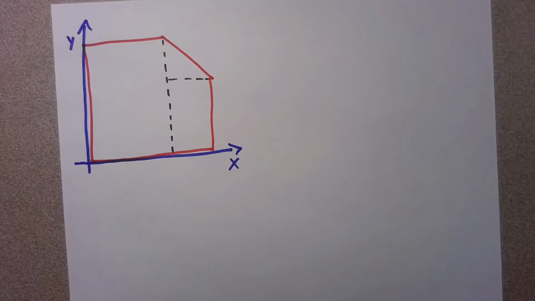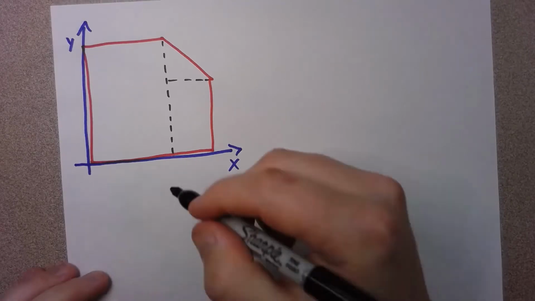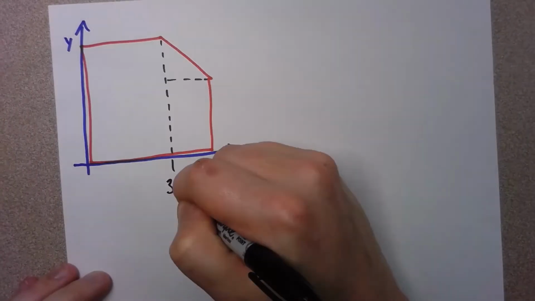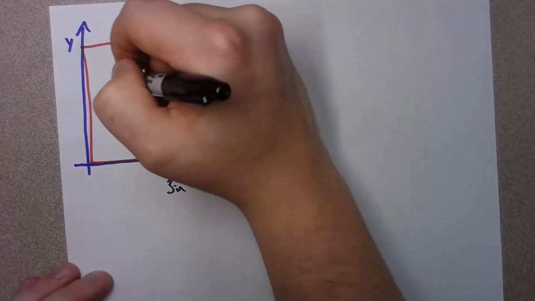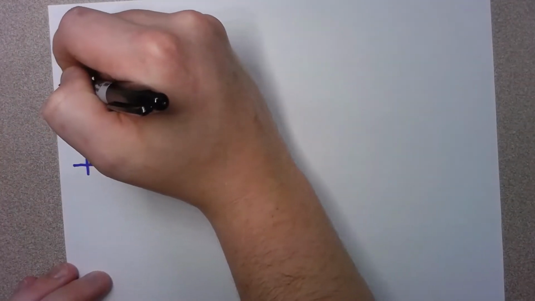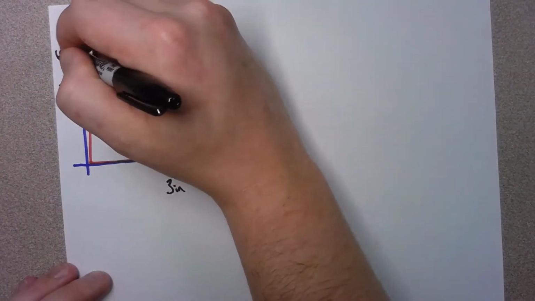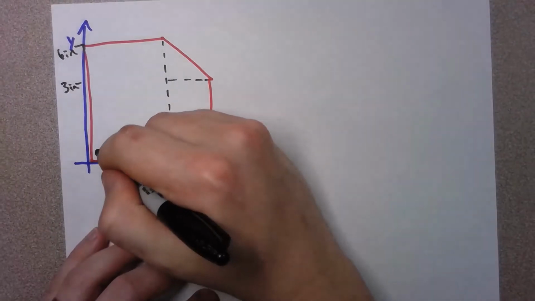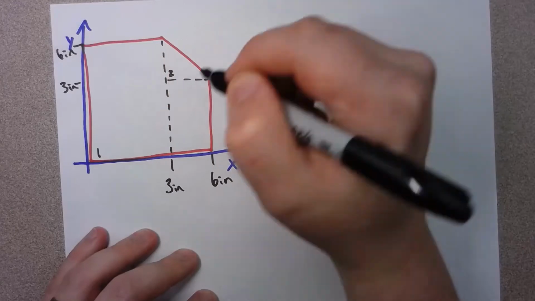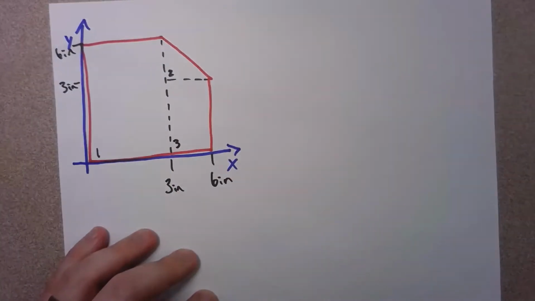Step number 3, we need to know a few things about our shape before we can get started. We're going to call this point 3 inches, call this point 6 inches, and then right across from that dotted line is also going to be 3 inches, and that guy up here is going to be 6 inches. Okay, so now we need to calculate the area, which is step number 3, of each individual shape. So we're going to call this shape 1, call this shape 2, and this shape 3.